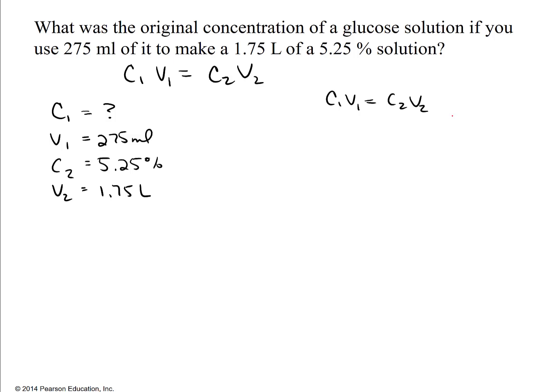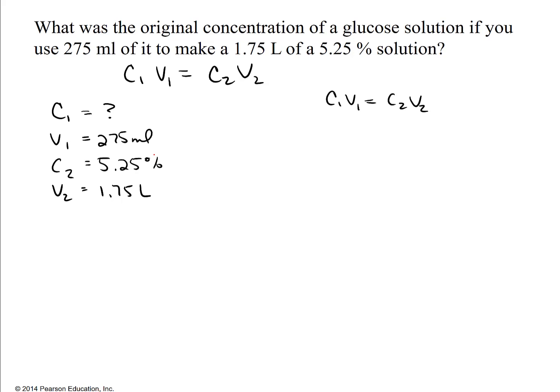So what's the one thing you don't know? C1. Okay, so C1 is what you're trying to solve for. V1 is 275 milliliters. C2 is 5.25%. And V2 is 1.75 liters. So the only issue with this is, can you do this multiplication even? What's the unit issue? Well, percent you can use.